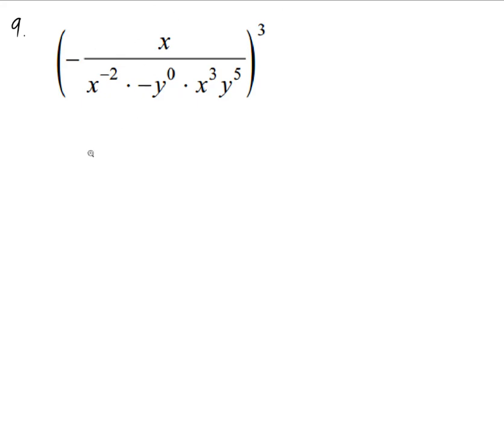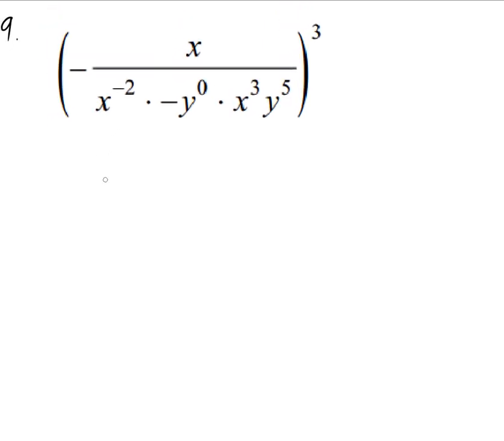Okay, so I'm going to apply the 0 exponent rule, and I see one 0 exponent here. So I'm just going to rewrite it. I have negative x on top, all over x to the negative 2, times negative, and since this was y to the 0, it just becomes a negative 1, times x to the third, y to the fifth, all to the third.